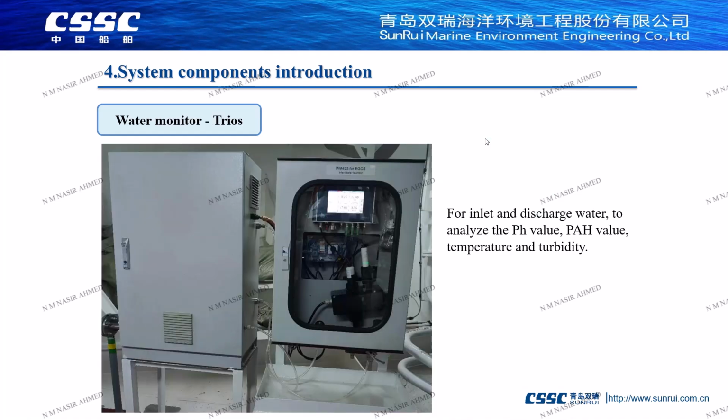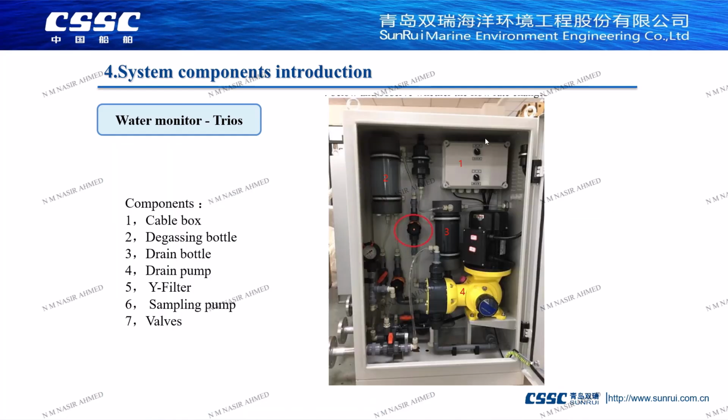First of all, the Chelsea water quality analyzer is introduced. It mainly consists of two boxes. One is the sampling box on the left. The other, on the right, does water quality analysis. The sampling box consists of 7 main parts.